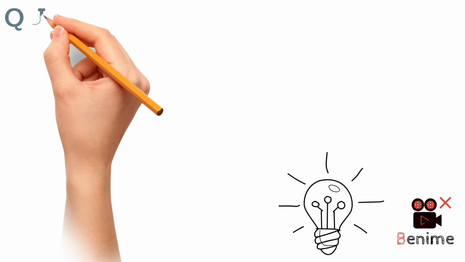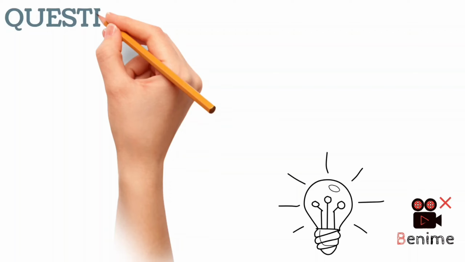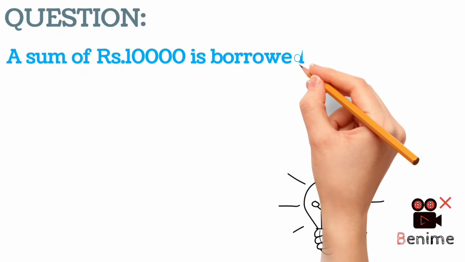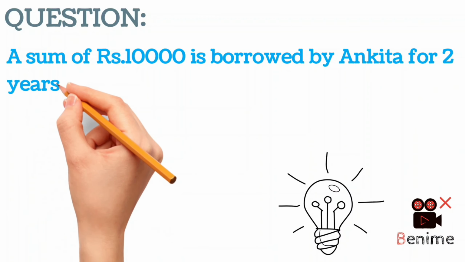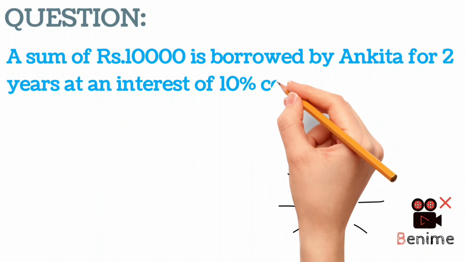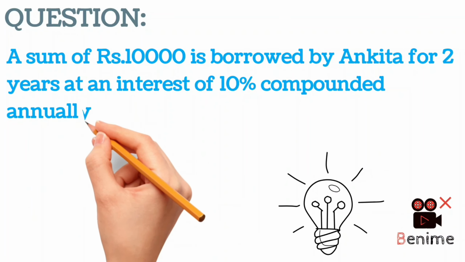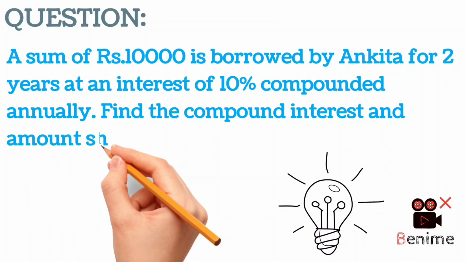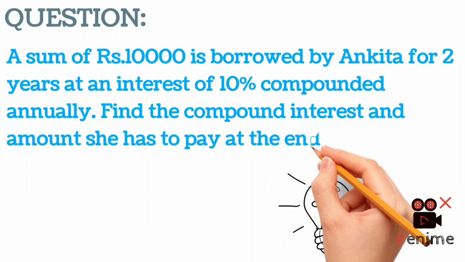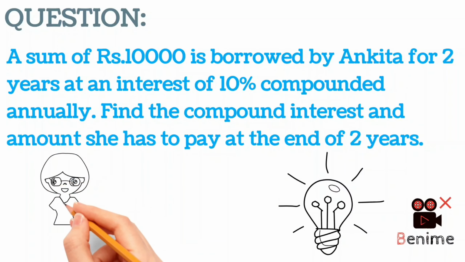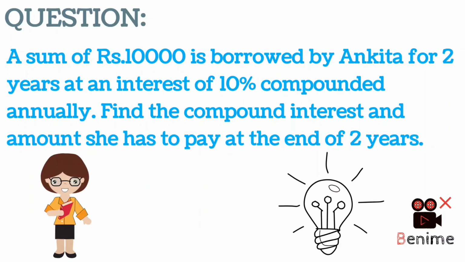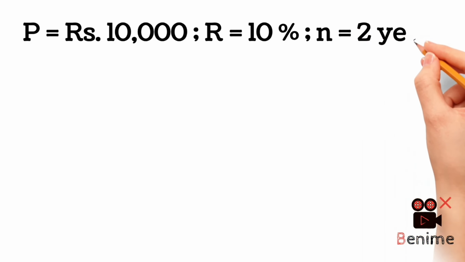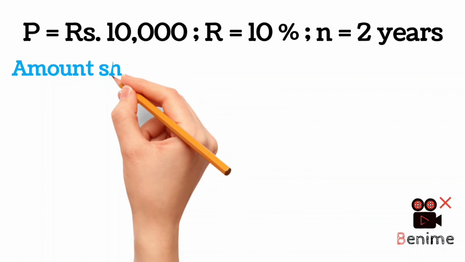Now I will discuss a question. It will make this topic clearer. The question is: a sum of rupees 10,000 is borrowed by Ankita for 2 years at an interest of 10% compounded annually. Find the compound interest and the amount she has to pay at the end of 2 years. Now I will solve it. Here P is rupees 10,000, R is 10%, and N equals 2 years.